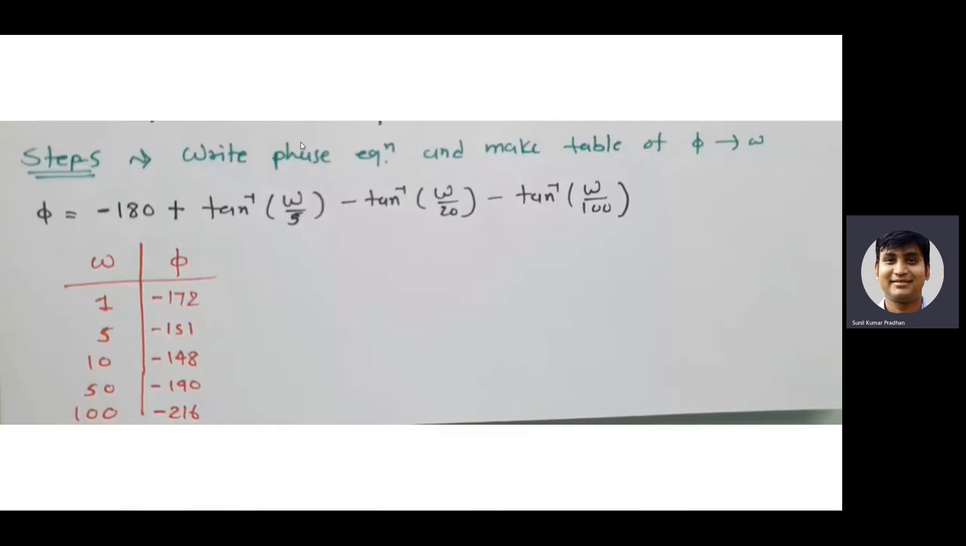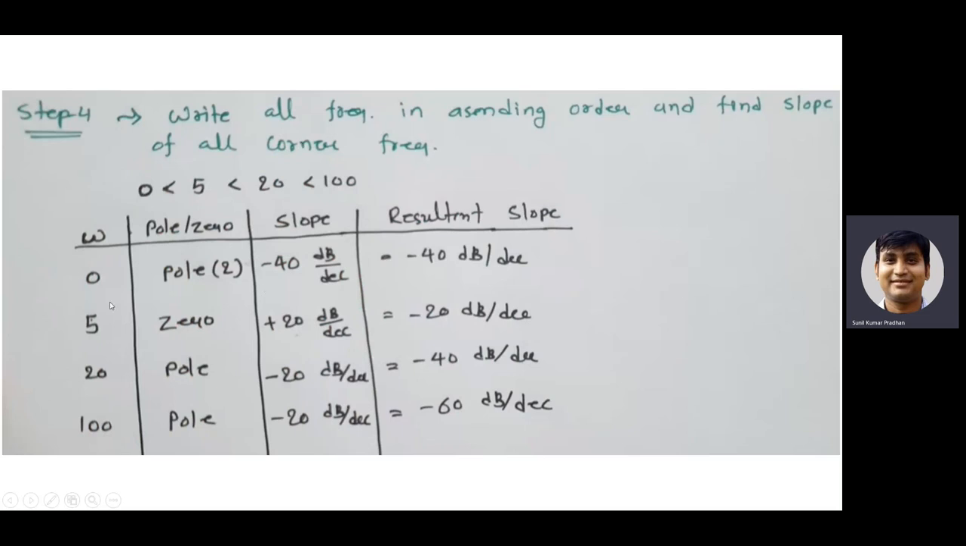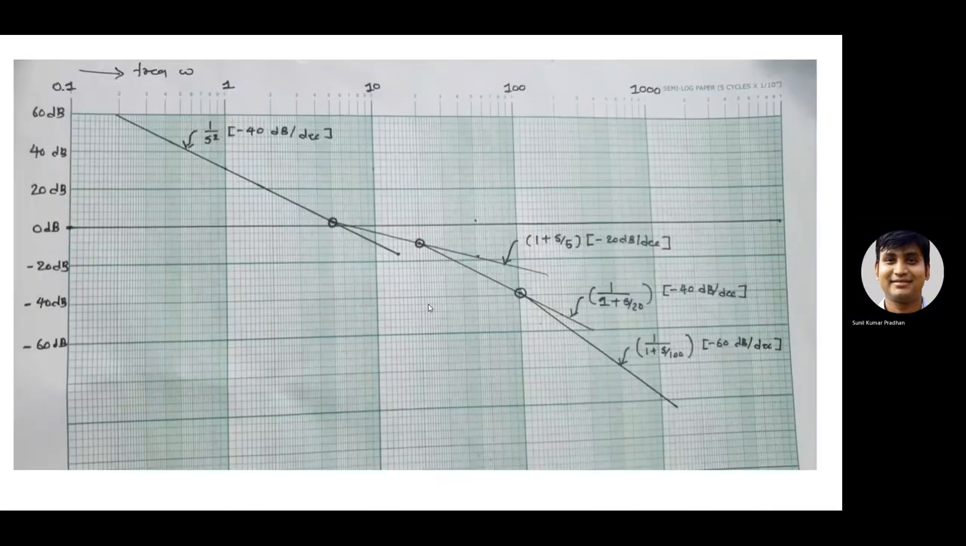Next, at omega equal to 5, what is your slope? Your slope is minus 20 dB per decade. So if you can see, at omega equal to 5, it touches the first line somewhere. Then you take one decade, then minus 20 dB down, and you get this point. You draw a line through this point and the previous point, right?